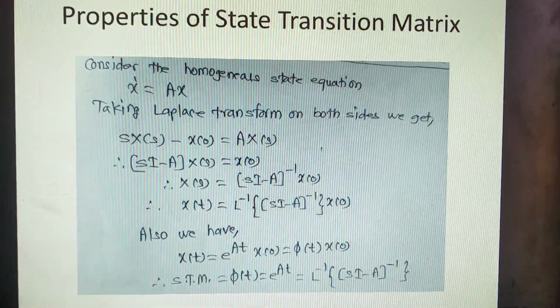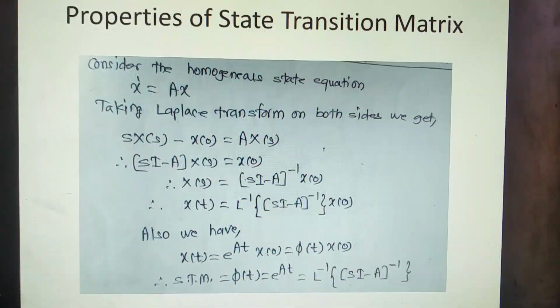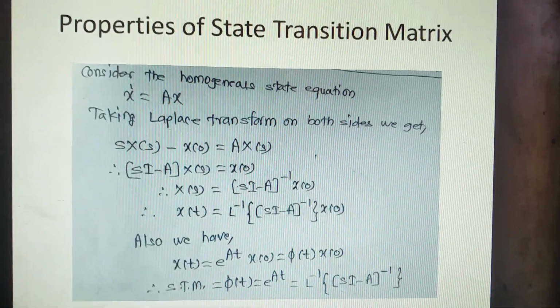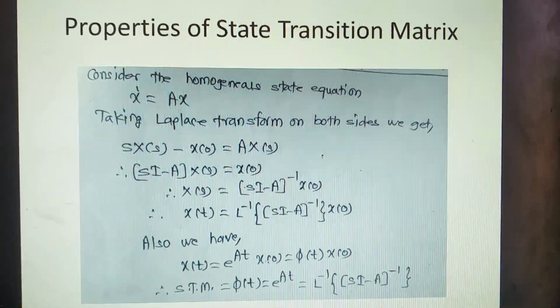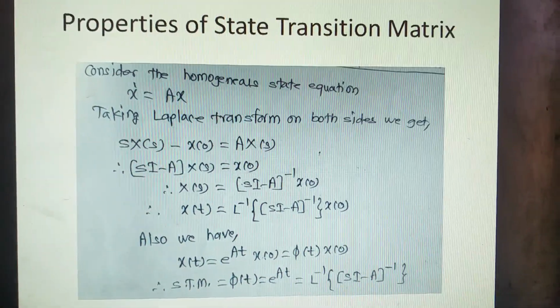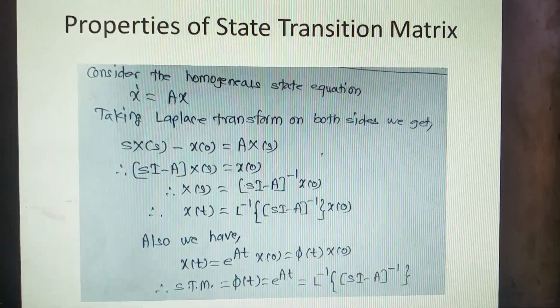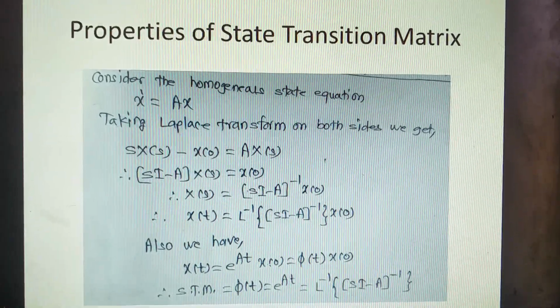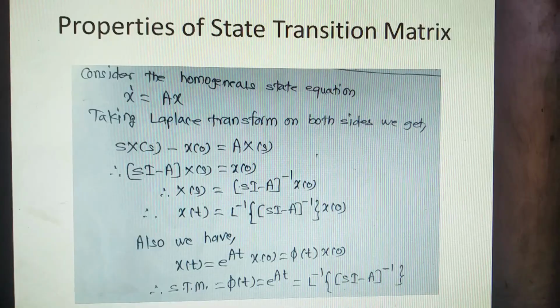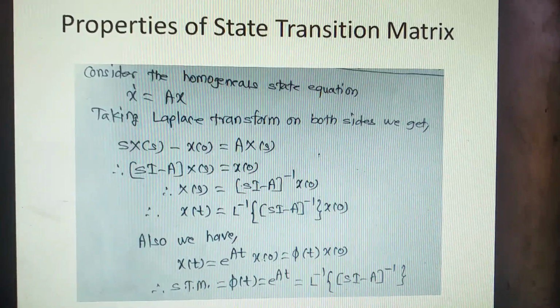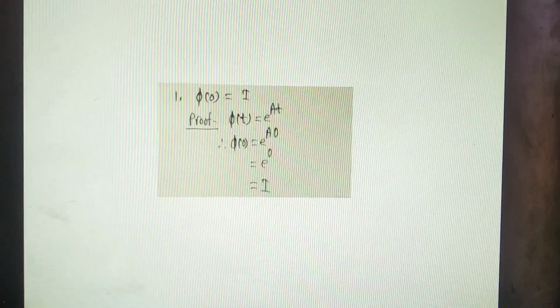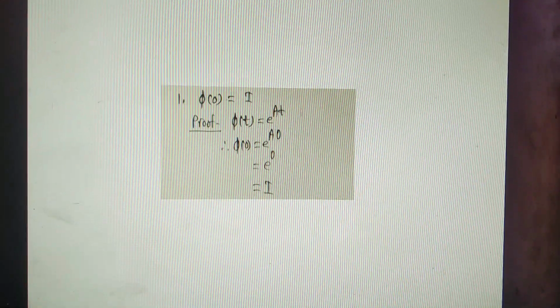In the last video, we already saw the definition for the state transition matrix. Let us revise it once again before moving on to study the properties of state transition matrix. The state transition matrix is represented by phi of t, which is also known as e raised to at, and the formula to calculate it is Laplace inverse of sI minus A inverse. Let us see the properties of state transition matrix.